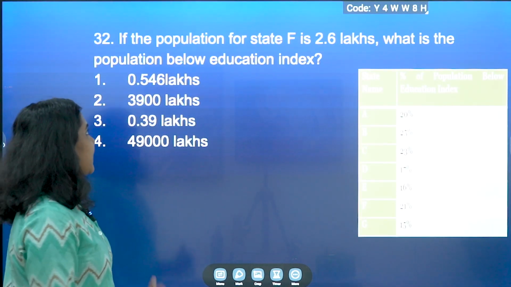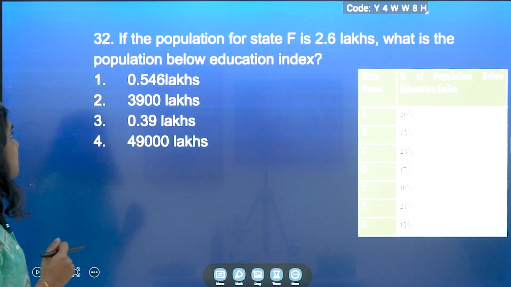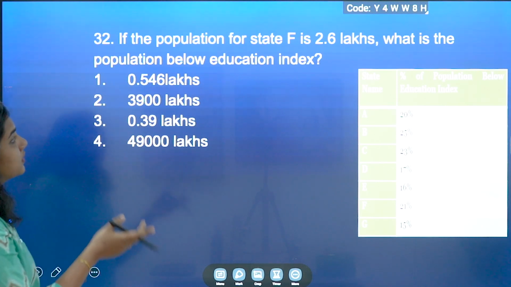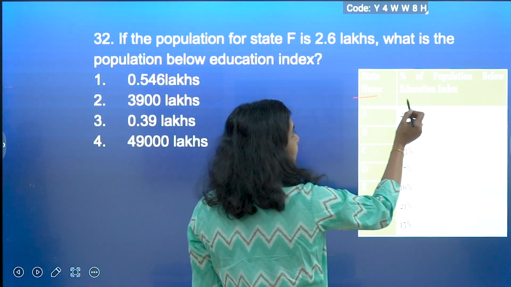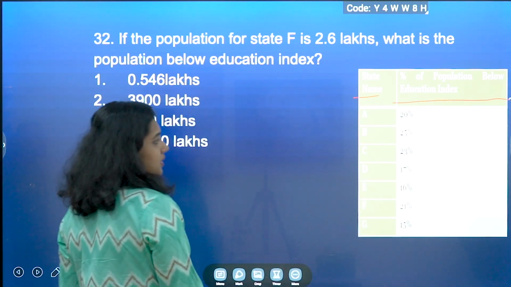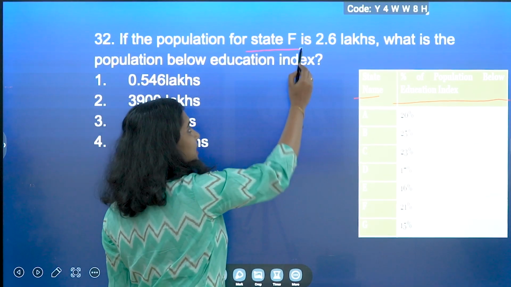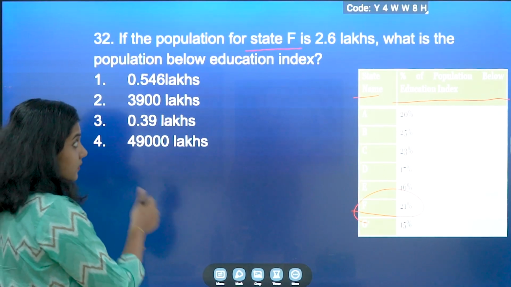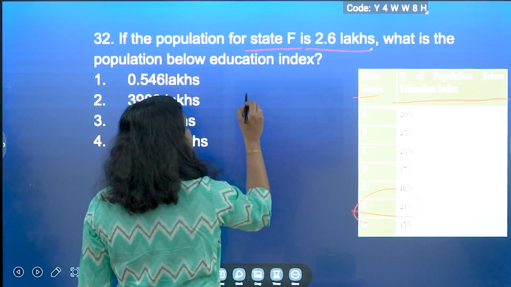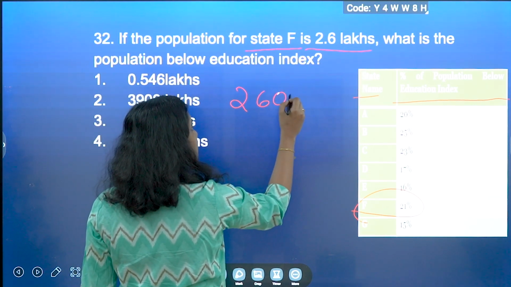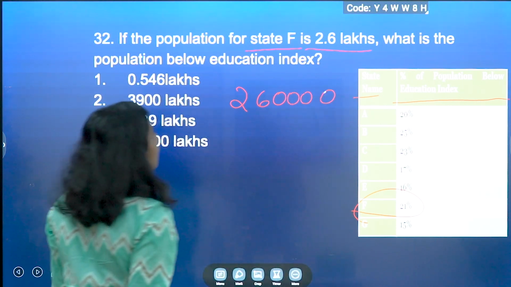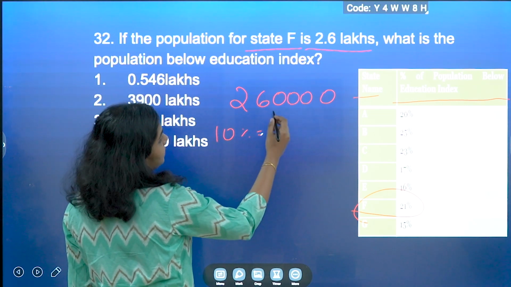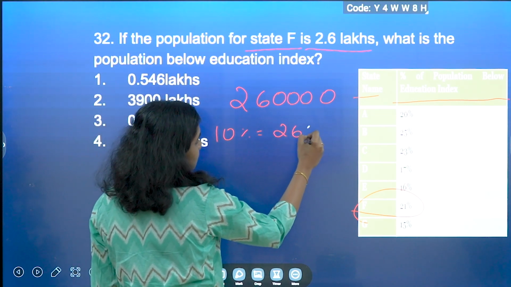Okay, so next you have a data interpretation question. Now the question is, if the population for state F is 2.6 lakhs, what is the population below education index? And you have state name and percentage of population below education index here. So they are talking about state F. So in state F you have 21%, right? So 2.6 lakhs means 2,60,000. Now what is 10% of 2,60,000? The 10% will be 26,000, right?